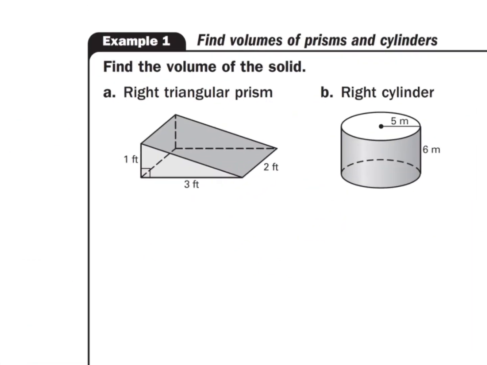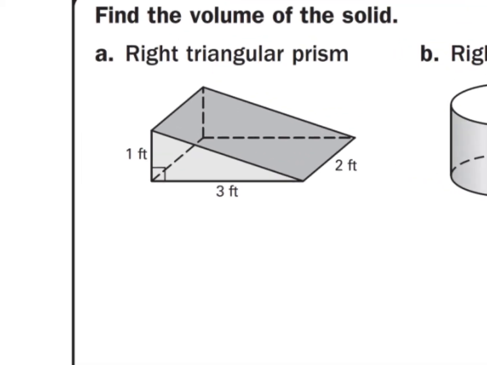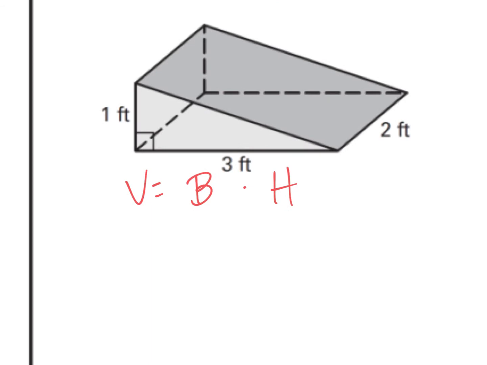Okay, so find the volume of the solid. We've got a triangular prism here. So we've got volume equals base times height. What is the base of a triangular prism? Well, it is a triangle. So we have 1/2 little b times little h, little base times little height. We're just talking about the triangle. What is the base of that triangle? Well, it is a right triangle, so we are looking for the two sides that make the right angle, which would be 1 and 3.